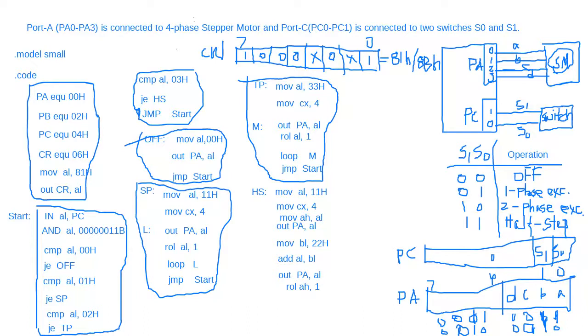So now, move AL, comma AH. So AH is now loaded in AL again, and then we will loop it. Loop, so the loop label is here.